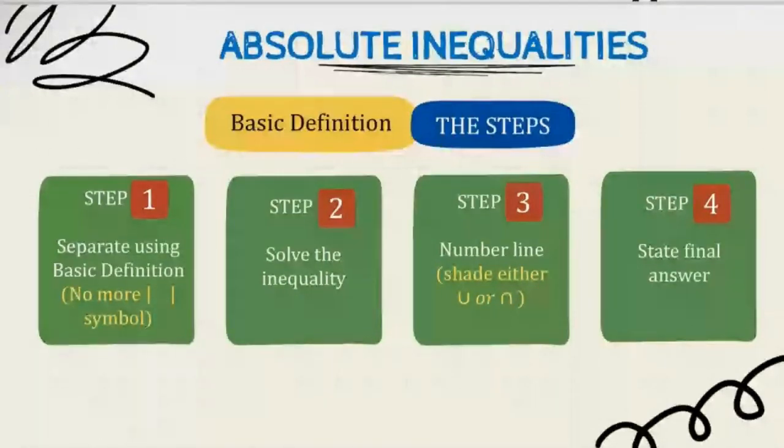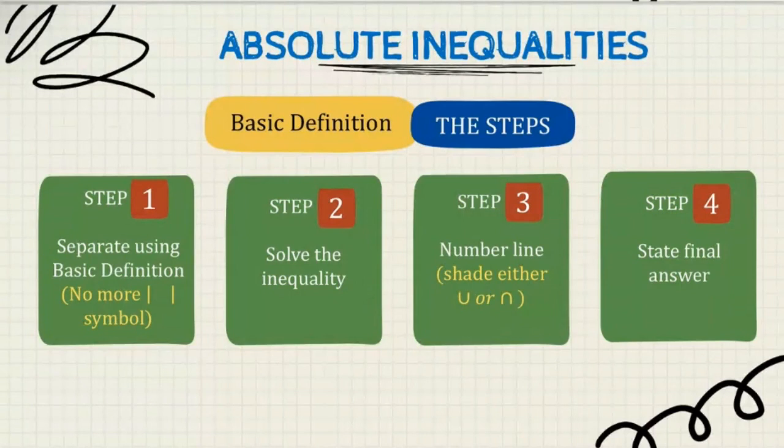So the first step adalah kita akan separate using basic definition. So sama macam tadi, bila kita dah asingkan dia, so simbol kepada modulus itu dah tak ada. Okay, lepas dah separate, we are going to solve the inequality, kemudian akan gabungkan kembali menggunakan number line. So dekat sini kita akan shade either union or intersection. So ini depends kepada kita nak guna or, gola tu tadi, or ataupun and lah. Okay, and the final answer: this step 4 will be state final answer. Okay, so these are the 4 steps.